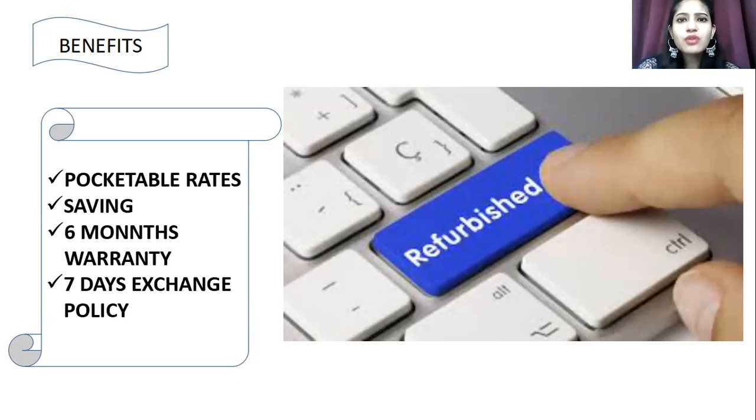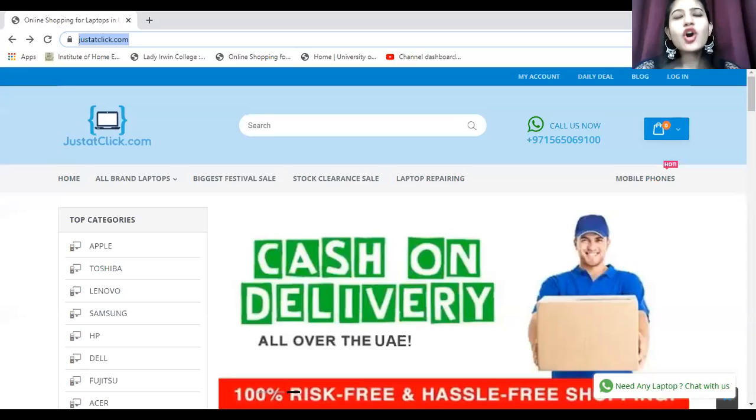Now let us visit the website once again so that we know about the gadgets. Talking about the gadgets, we are at justatclick.com. This site offers you a great range of products, a great range of gadgets from reputed brands under your pocket friendly rates. So what else do we need? Apart from that, it offers you a customizability option. You can customize your gadget accordingly.